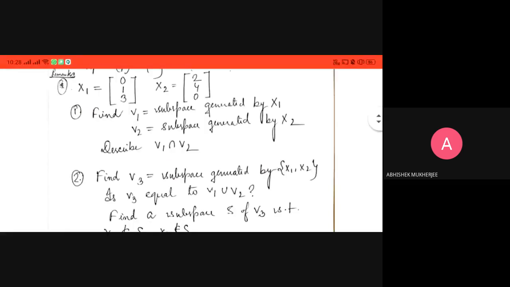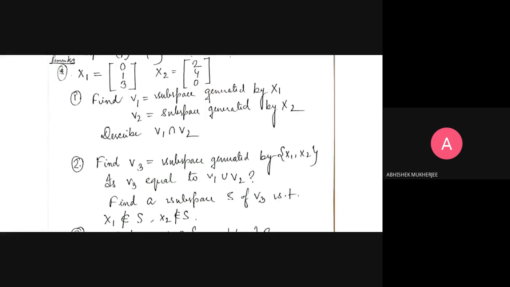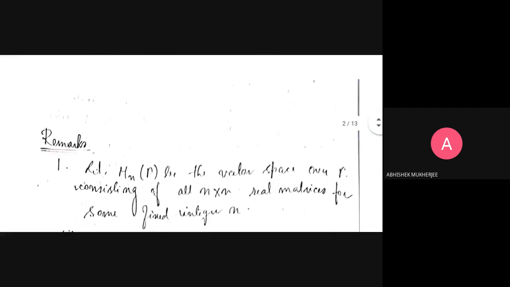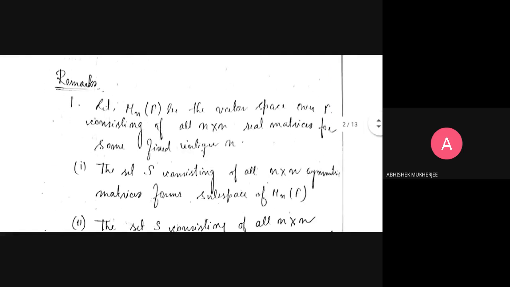So here I have completed the example. Then I will give another example, that is about a matrix. So I will come to the question, that is, here it is the remarks that let M_n(F) be the vector space over F consisting of all n cross n real matrices for some fixed integer n. This is the main statement.